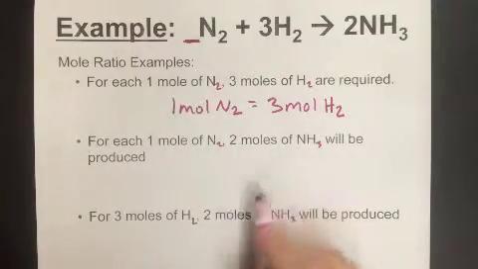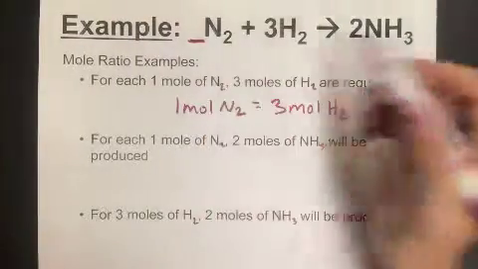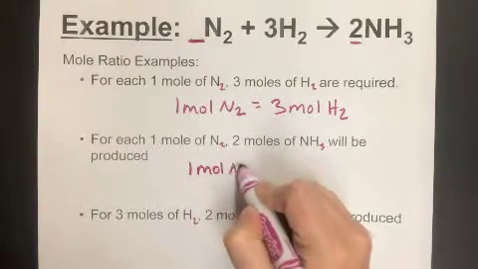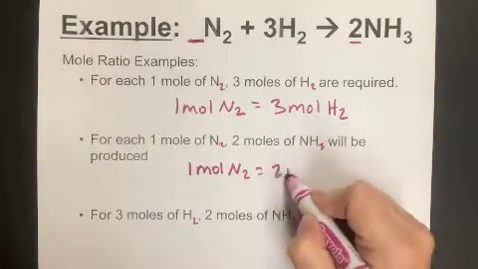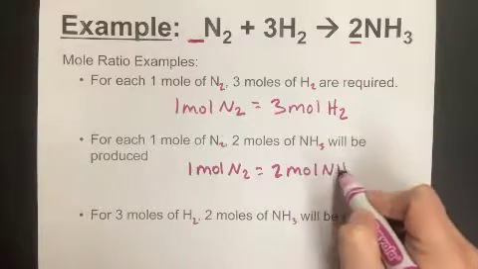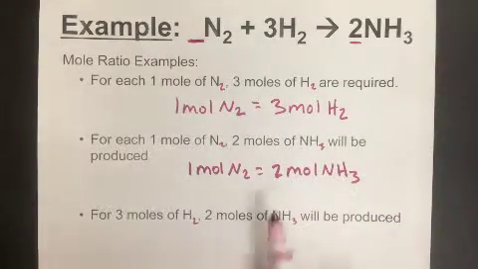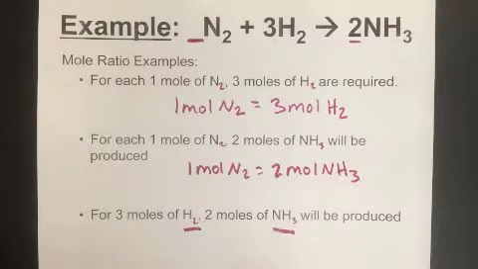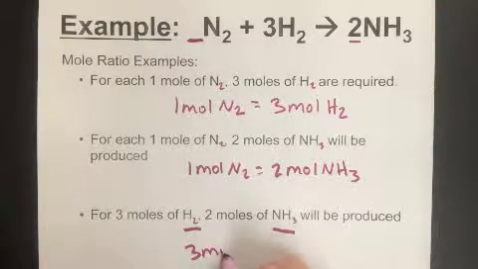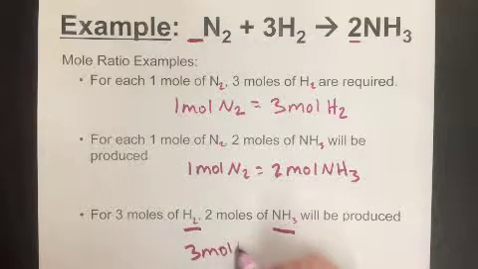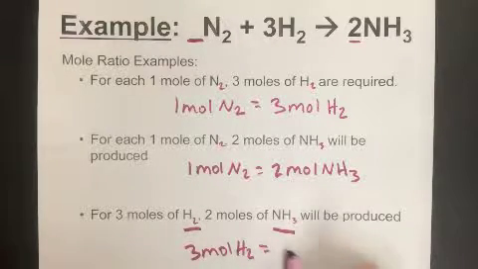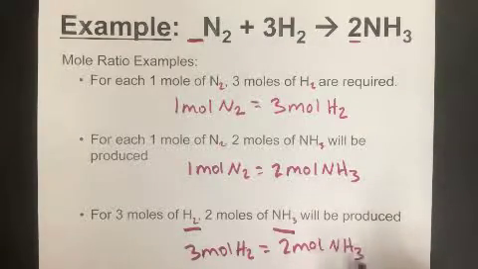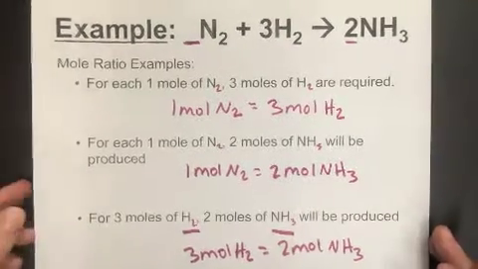The same thing goes for N2 and NH3. With N2 we have a 1, with NH3 we have a 2. So 1 mole of N2 equals 2 moles of NH3. Again, these numbers are coming from those coefficients. With H2 and NH3, we have 3 moles, so every 3 moles of H2 will produce 2 moles of NH3. These are called mole ratios.